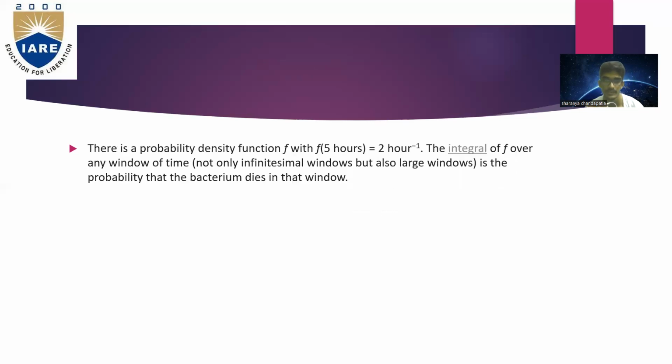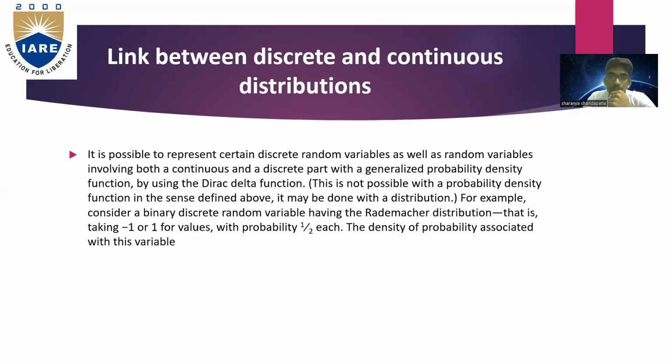There is a probability density function f with f of 5 hours equal to 2 hours inverse. The integral of f over any window of time, not only infinitesimal windows but also large windows, is the probability that the bacterium dies in that window.